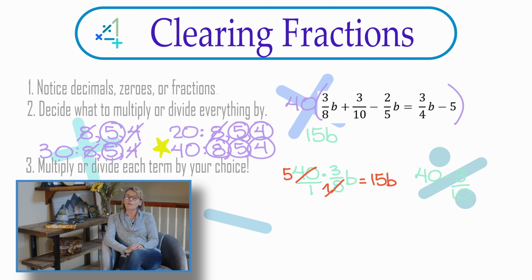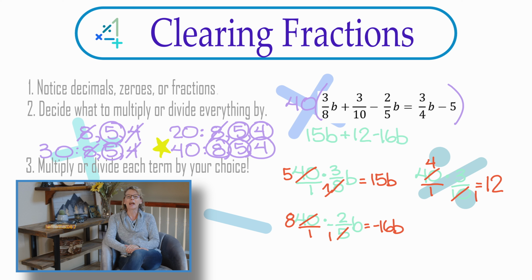Next term, 40 times 3/10. Slash 40 and 10, divide them by 10 for a 4 here and a 1 on the bottom. 4 times 3 is 12. See how this is really making it simpler? Moving right along, 40 times negative 2/5b. The 40 and the 5 are divisible by 5. 1 on the bottom. 40 turns into an 8. Then 8 times negative 2 is negative 16. And once again, don't forget the b.